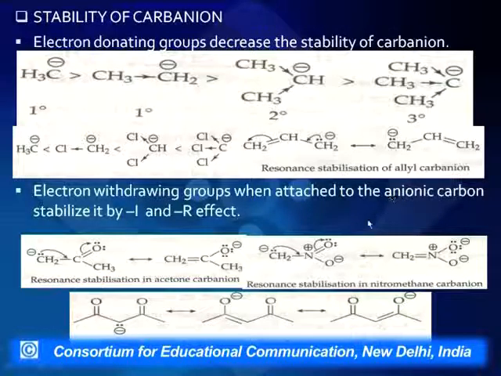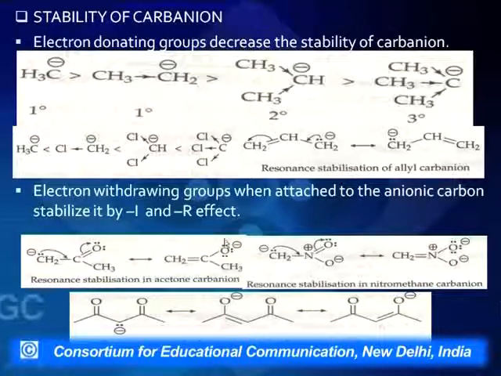Next, if an electron withdrawing group, as we've discussed earlier, is attached to a carbon which is having a negative charge, then this carbanion is again stabilized because of the minus R effect. So here we have a carbonyl group. This is the structure of the acetone carbanion. This hydrogen has been removed from here, and this group is an electron withdrawing group. So it will pull the electrons towards itself and will stabilize the carbanion.